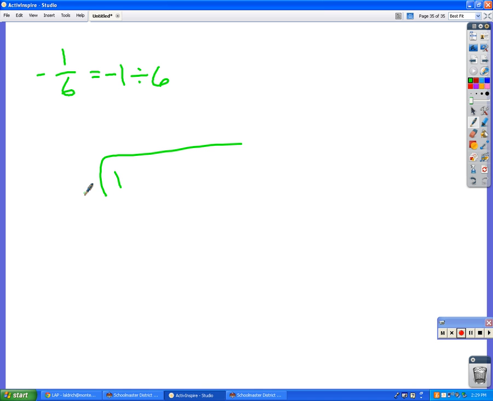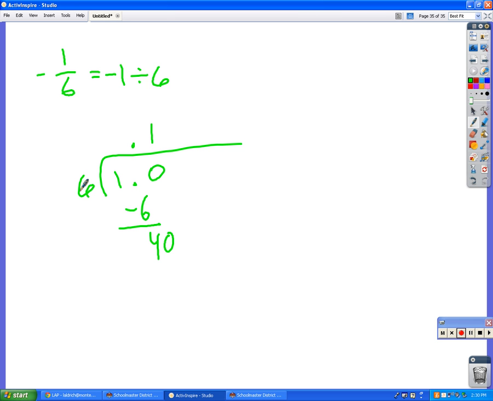So if I go 1 divided by 6, obviously 6 doesn't go into 1 evenly, so I'm going to need some decimals. Jordan, how many zeros do you want me to try? 1, okay? So 6 goes into 10 how many times? 1. Okay, so 1 times 6 is 6. If I subtract that, I am left with 4.